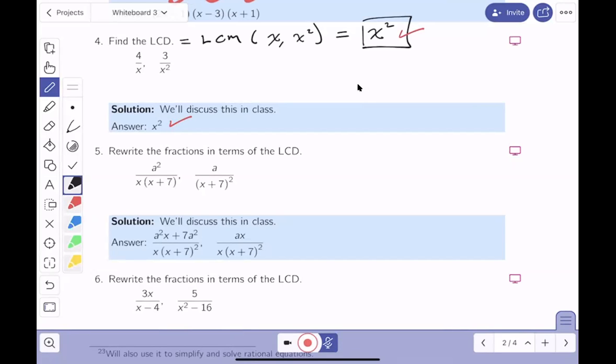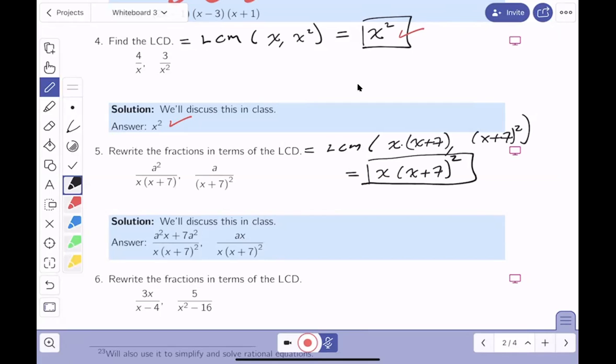What does number 5 say? Find the LCD. What's that? Least common denominator. What is that? That's the LCM of these denominators. And what are the denominators? x, x plus 7. What's the other one? x plus 7 squared. Let's write this down. What factors do I see? x, and I see the factor x plus 7. What's the maximum times the factor x occurs in one factorization? Once. What's the maximum number of times the factor x plus 7 occurs in any one of those factorizations? Twice.